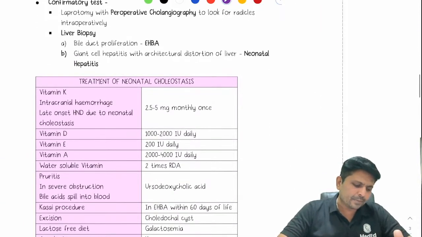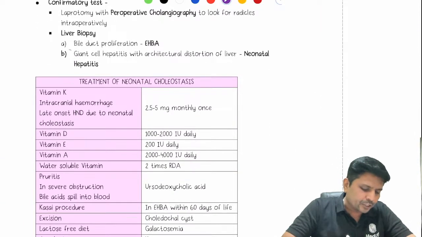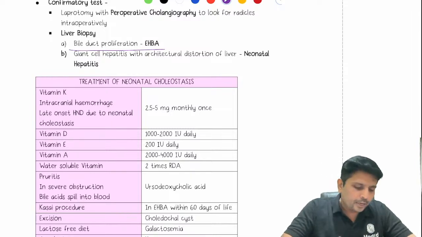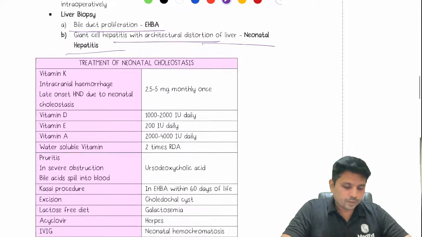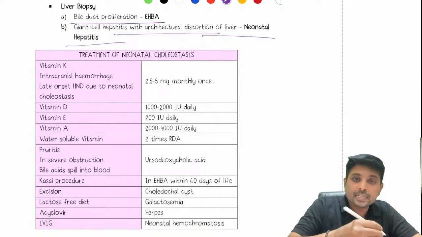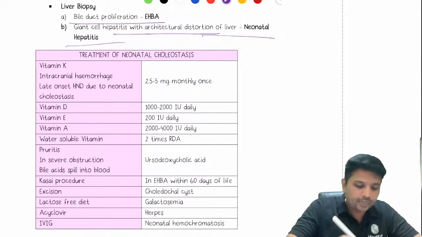So what is the treatment? Bile duct proliferation is seen on liver biopsy, as I told you. Neonatal hepatitis is characterized by architectural distortion. So what is the treatment for neonatal cholestasis?